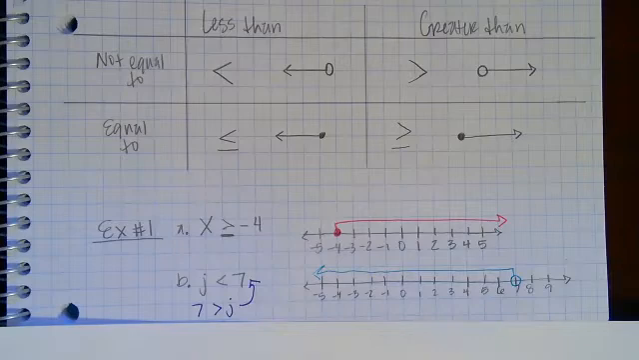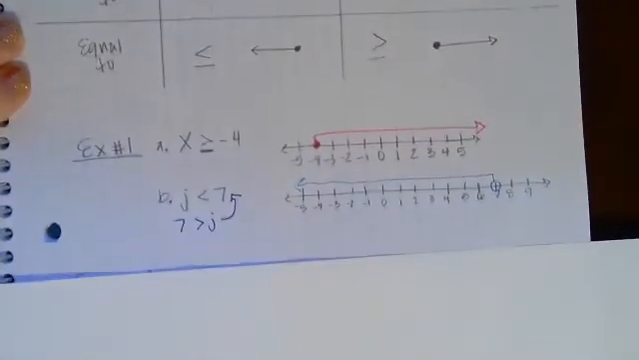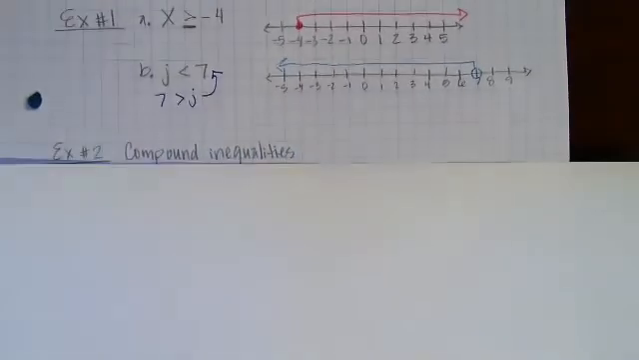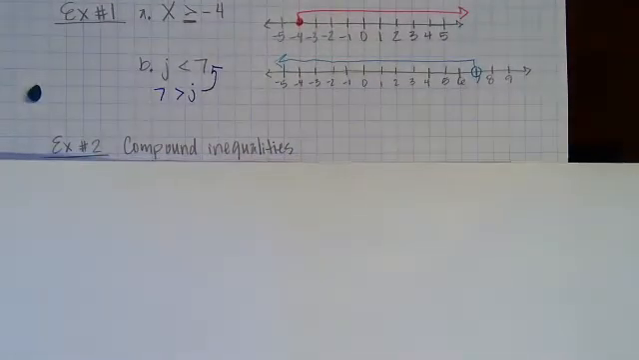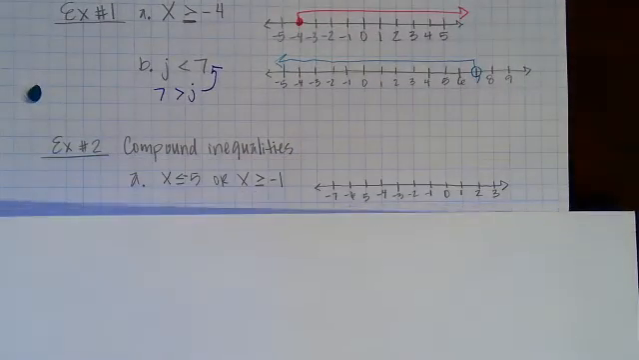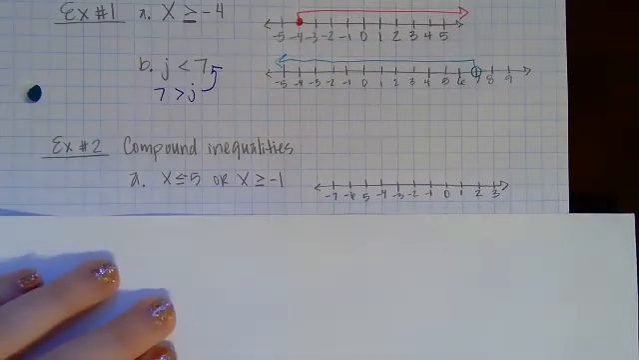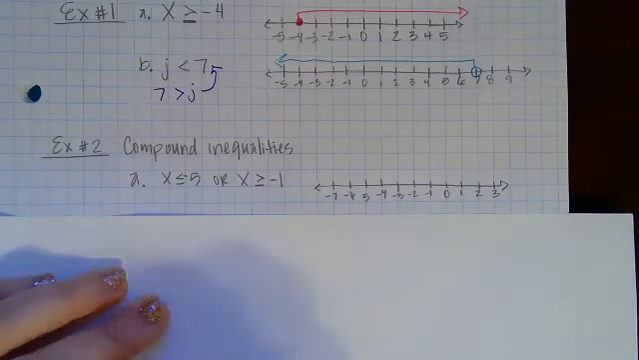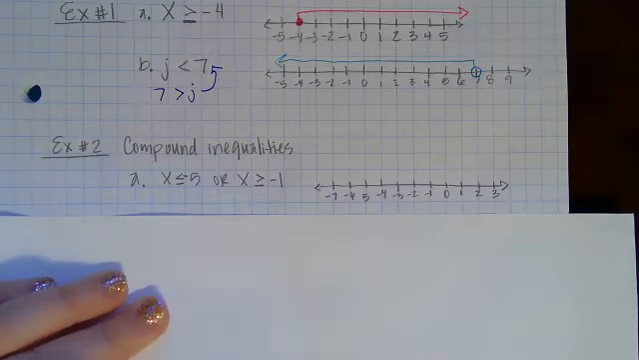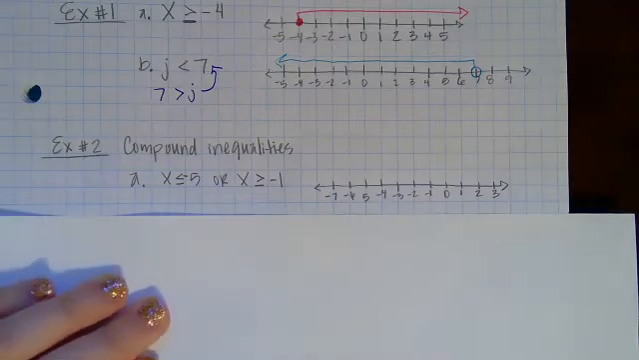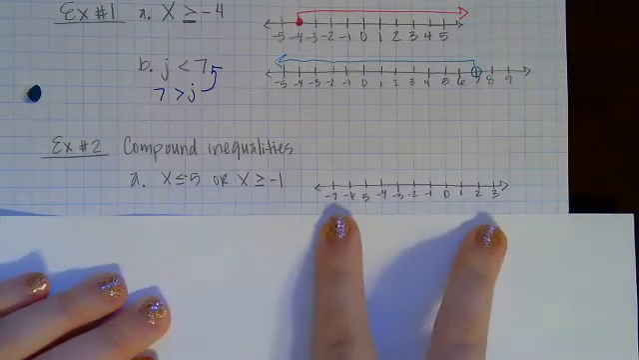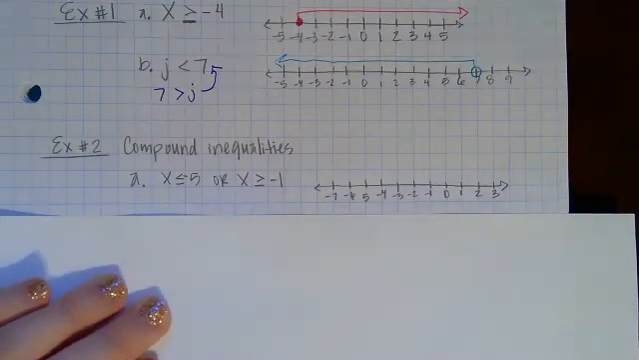Okay? All right, so now we're going to look a little bit at compound inequalities. Compound meaning more than one that's happening at the same time. So let's look at our first example here. X is less than or equal to -5, or X is greater than or equal to -1. So since it says or, that means either one of them could be true. They don't both have to be true at the same time, either one of them. So I'm actually going to graph them both on this graph because either one of them could be true.